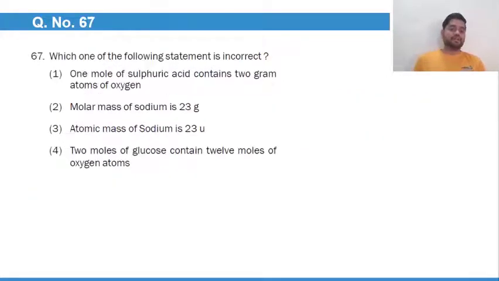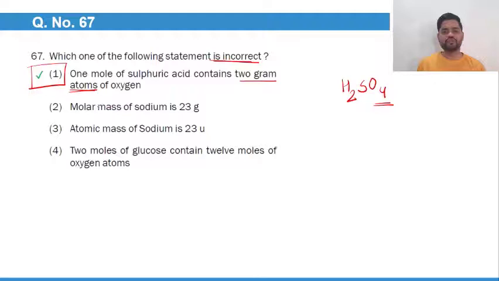Okay. 67. Which one of the following statements is incorrect? 1 mole of sulfuric acid contains 2 gram atoms. 2 gram atoms means 2 moles. Okay. So H2SO4, 1 mole of H2SO4 will contain 4 gram atoms of oxygen, or 4 moles of oxygen. So that is the only incorrect one. So I'll go with 67, option number 1.